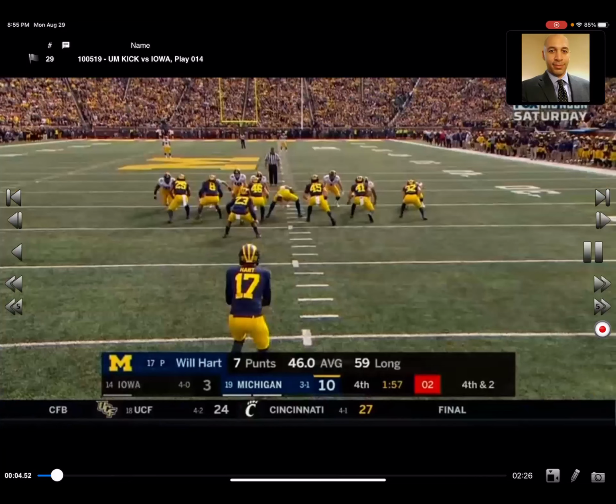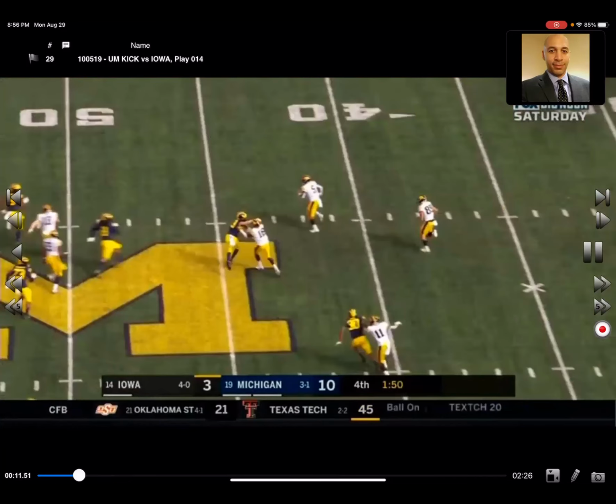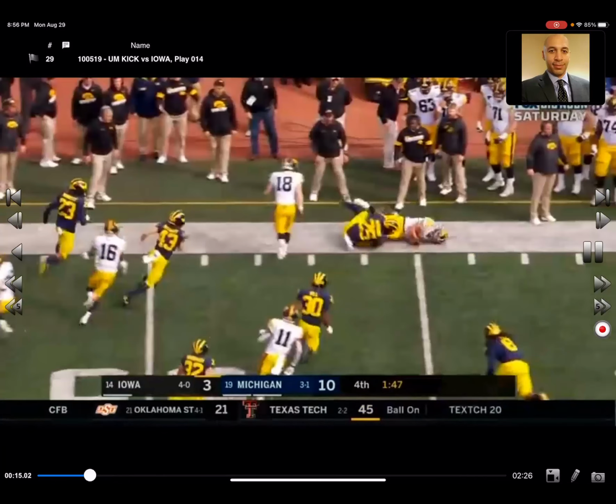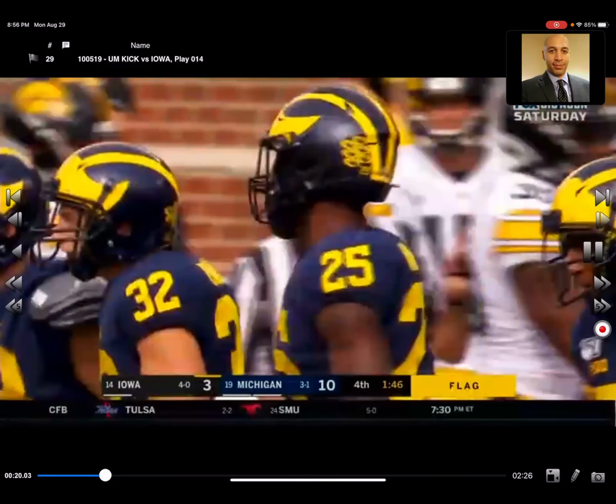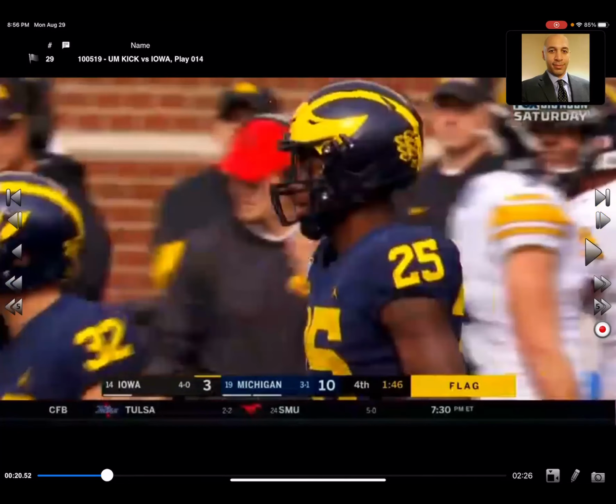Line drive. Reganey at the 35. He's got a shot here. Reganey trying to get outside, then a flag thrown behind him. So again, you saw a little clip of it. I want to help you guys out a little bit here. Don't need to see them talking.